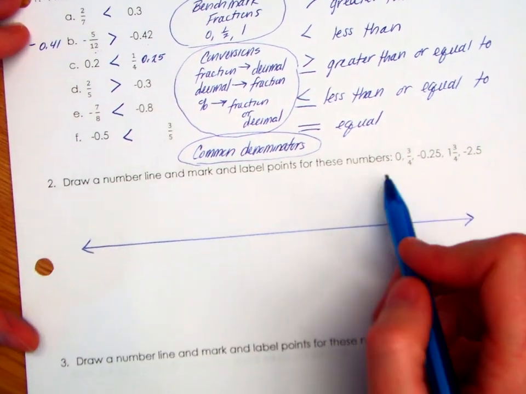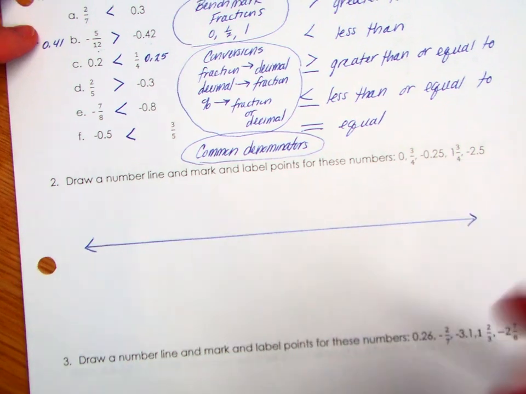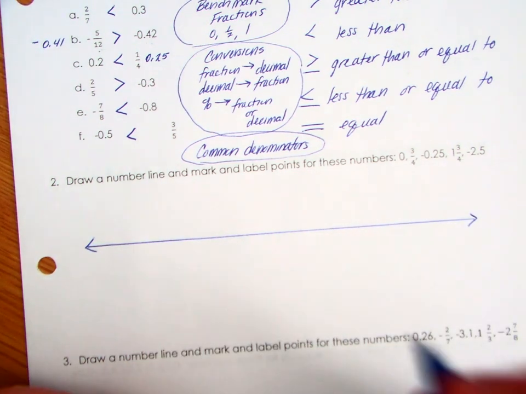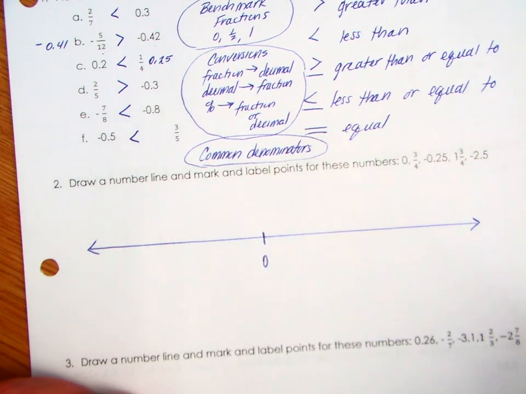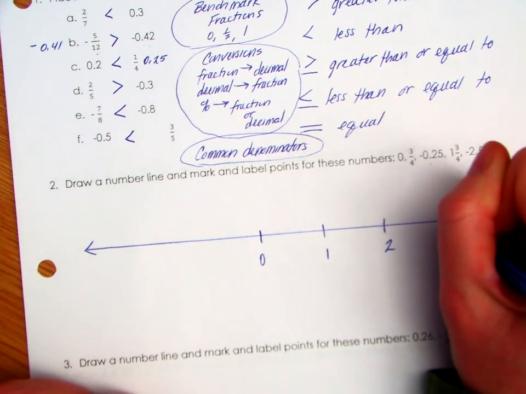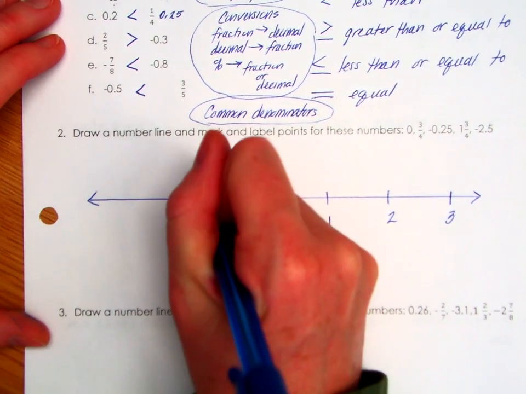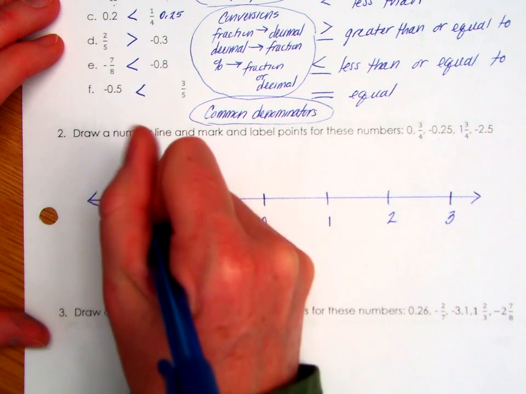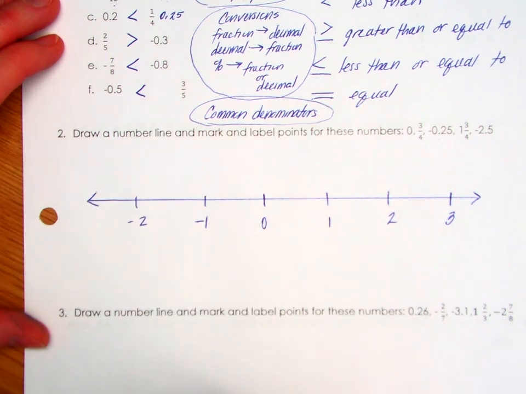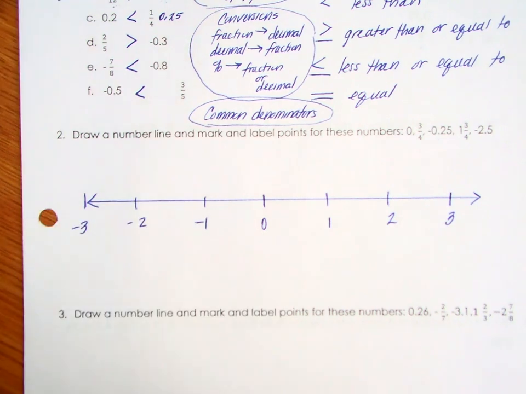I always like to take a look at what I have to deal with. I've got 0, 3/4, negative 25 hundredths. These are pretty small numbers. My number line can be pretty spread out. So I'm going to put 0 in the middle. I got 1, 2, 3. Try to make them equidistant from each other. It does make life a little bit easier to read. Negative 2. And negative 3 would have been about here.